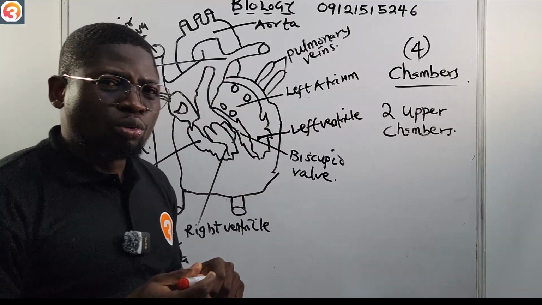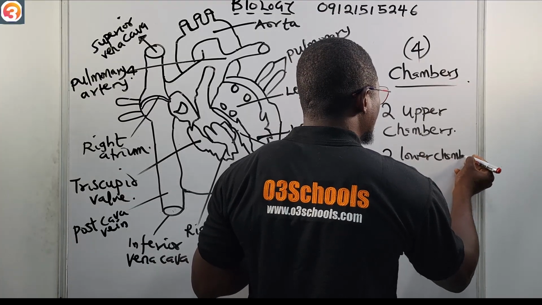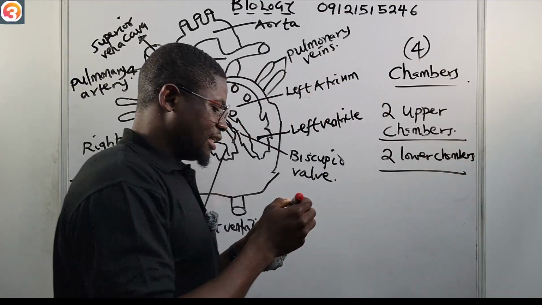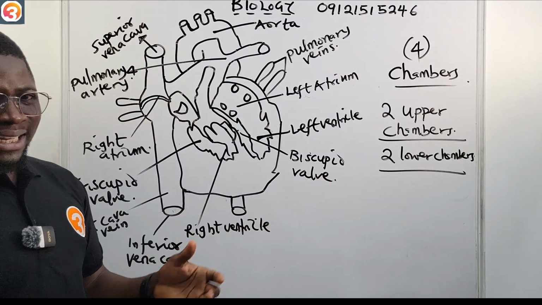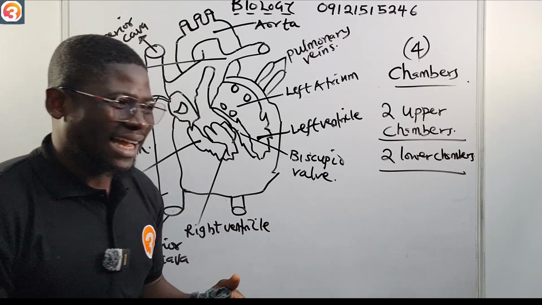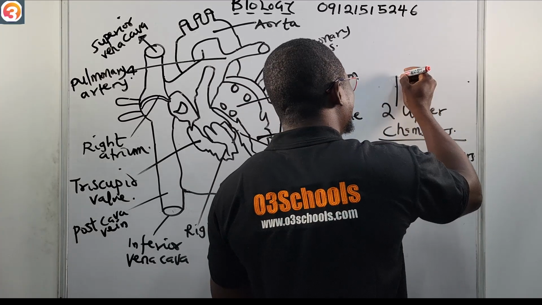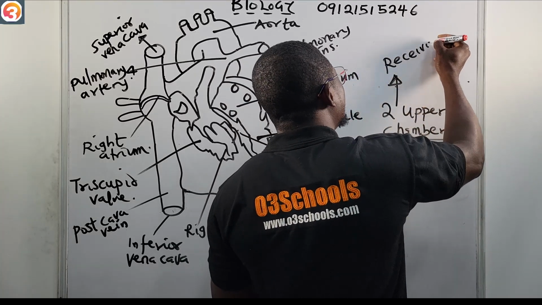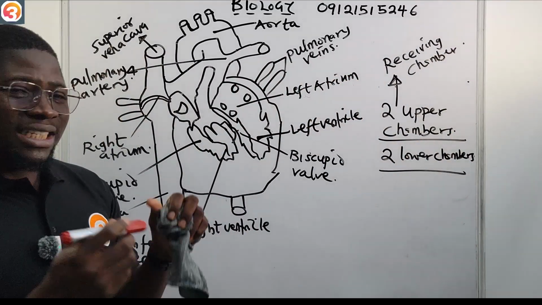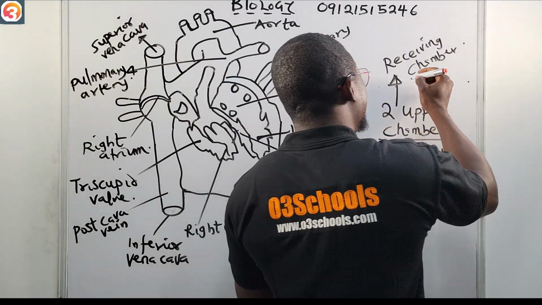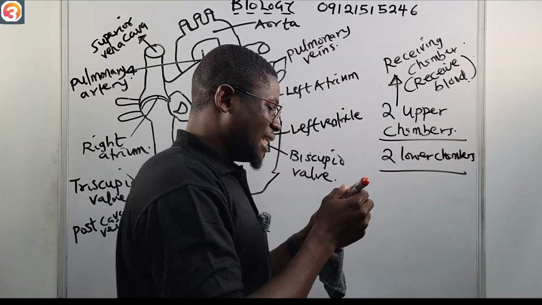Okay, then we also have 2 lower chambers. So the heart has 2 upper chambers, and then it also has 2 lower chambers. The upper chambers are called the receiving chambers. Please take note. The upper chambers are called the receiving chambers. What happens here is that these upper chambers receive blood. So we say that there are 4 chambers.